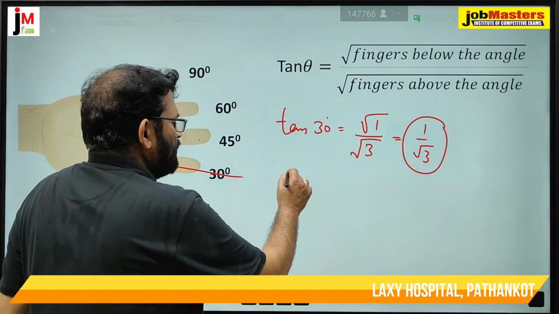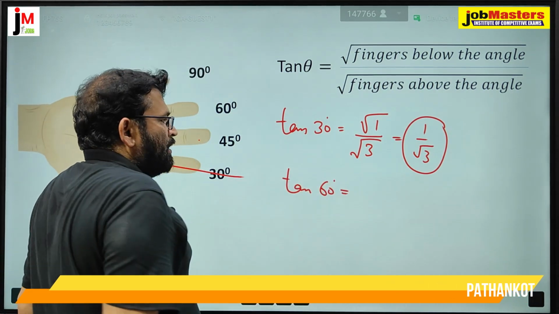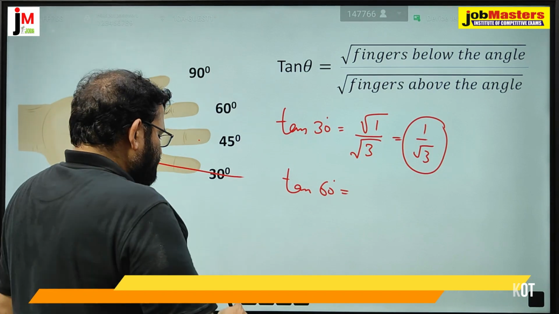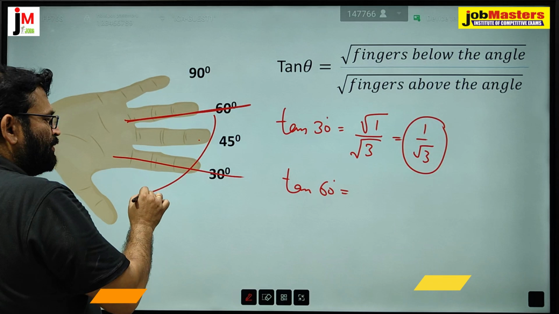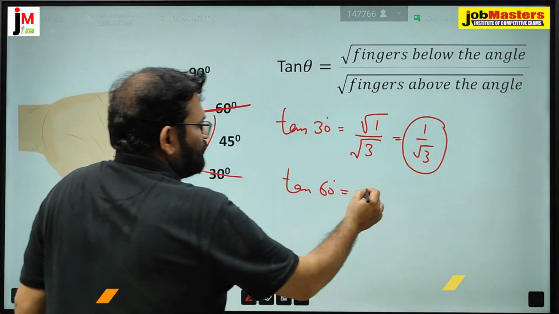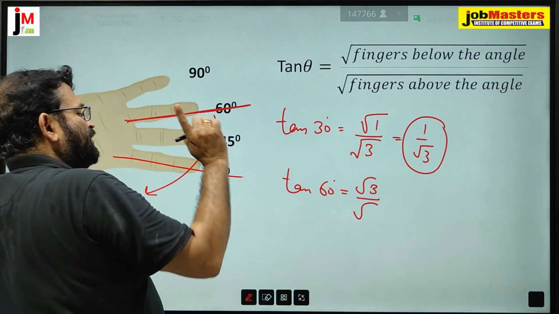Let's try another question. Tan of 60 degree. So first up we have to mark the angle. This is the angle. And how many fingers are below this? 1, 2, 3. So root of 3 divided by root of how many fingers above 60 degree? Only one finger.